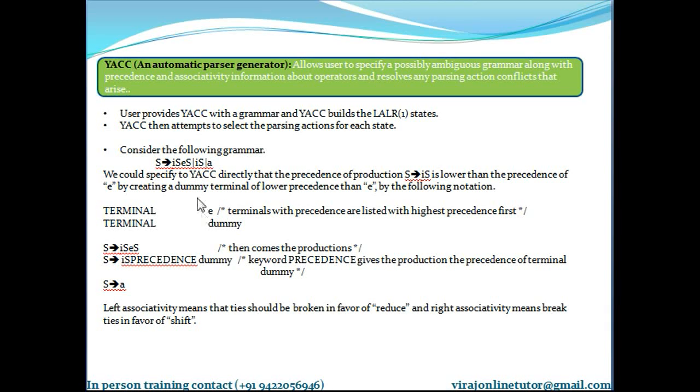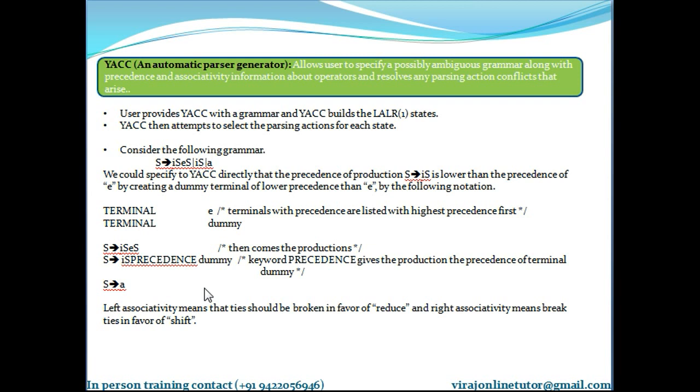So I am writing a terminal here, else, that means else has the highest precedence. Then I write a terminal dummy, that means dummy has a lower precedence. Then come the productions. Please write the productions. So I write this production here, then comes this production. But here I am giving this production the precedence of dummy, which is lower than the precedence of else. What is the precedence of dummy? It's lower than else. That means this production will take higher priority over this. Okay, and then I'm writing this production. So with this, Yacc will know that I have to favor this production over this production, and ambiguity will go away.